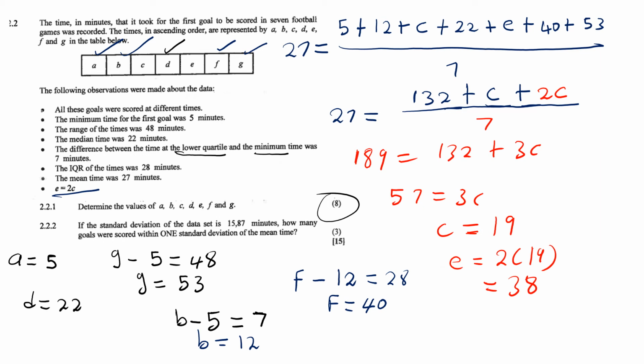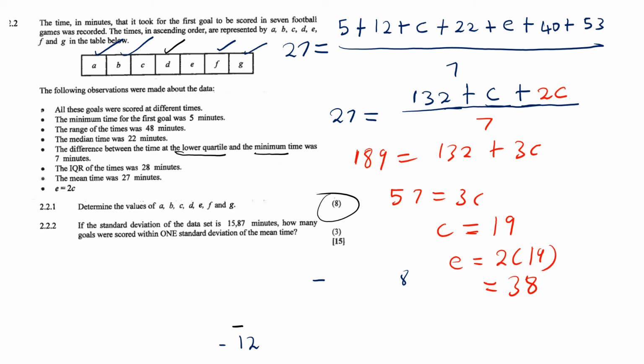For those who are doing grade 11 and grade 12, please continue watching the video for the last question. It's very, very simple. They say if the standard deviation of the data is 15.87, how many goals were scored within one standard deviation? Within one standard deviation, we use this formula. You have to write your mean minus the standard deviation, and your mean plus the standard deviation.